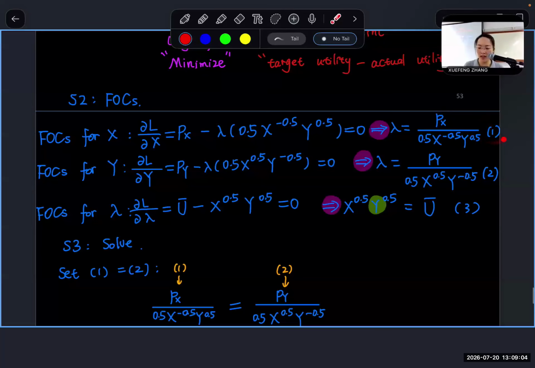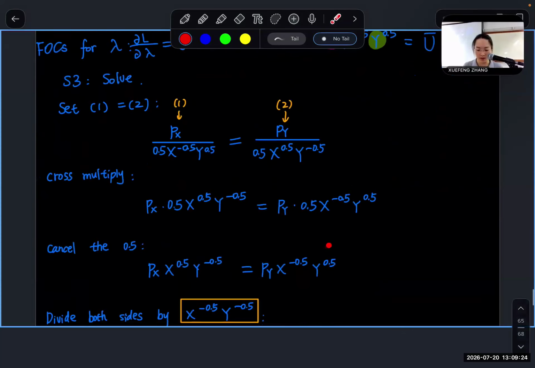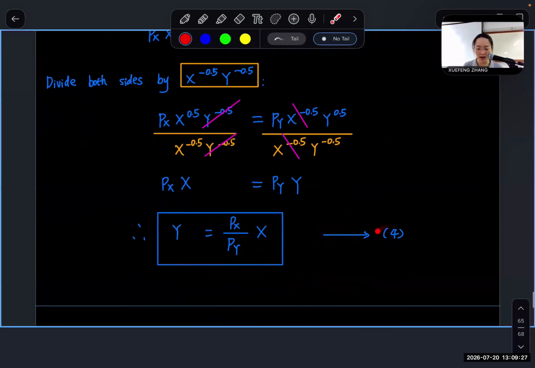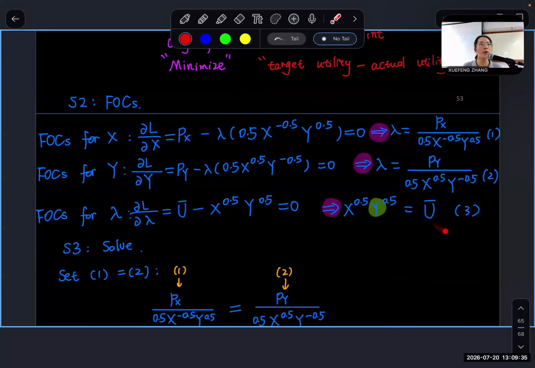You look at this. Here, don't forget, for first order conditions, you're gonna get 3 equations. And then you name them 1, 2, 3, right? And then you solve them. How do you solve them? First, you set 1 equal to 2, and then you're gonna get something, y something. This is gonna be your equation 4. After this, you plug equation 4 into equation 3 because you haven't used equation 3. This is the logic of solving Lagrangian multiplier, okay?